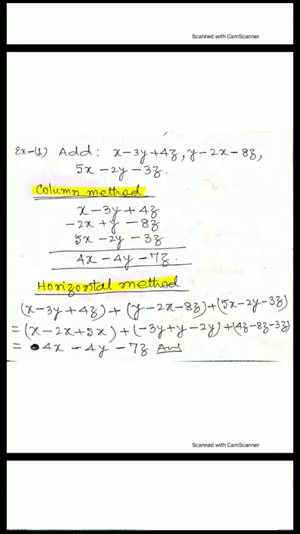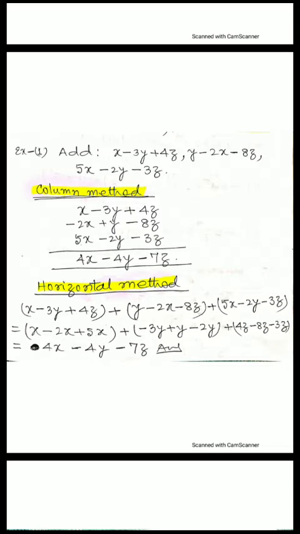Now addition. You have learned addition and subtraction in previous classes, in class 6. So now recall them. Add x minus 3y plus 4z, y minus 2x minus 8z, and 5x minus 2y minus 3z. You can do it by two methods, column method or horizontal method. Column method: x minus 3y plus 4z, minus 2x plus y minus 8z, 5x minus 2y minus 3z.